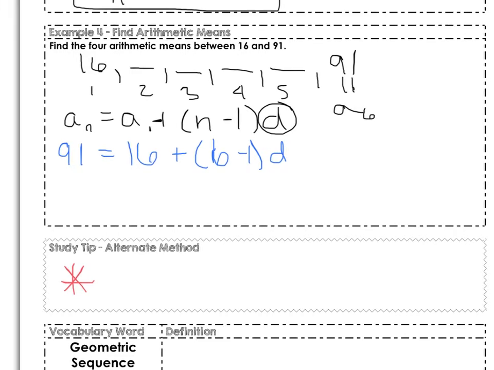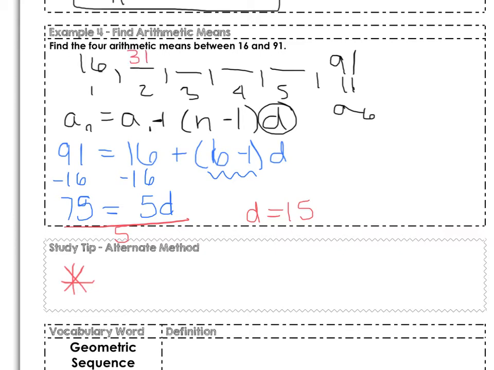Okay. So now let's just subtract 16 from both sides. 91 minus 16 gets me 75. And then 6 minus 1 gets me 5, so we have 5 times our common difference. Now we just need to divide both sides by 5. So we get that our common difference is 75 divided by 5, which is 15. So we just need to add 15 from one term to the next. 16 plus 15 gets me 31. 31 plus 15 gets me 46. 46 plus 15 gets me 61, and 61 plus 15 gets me 76.